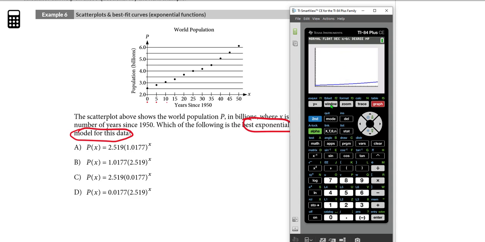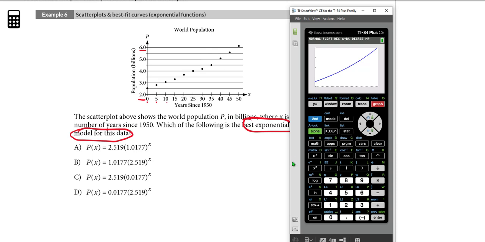So what am I going to do? I'm going to hit window. My X minimum here will be 0. The maximum will be 50. So I'm going to hit enter and then 50, enter, enter. For my Y values, I want my minimum to be 2, my maximum to be 6. So we've got 2 minimum, 6 maximum. And now when I graph, look at that. Looks pretty good.